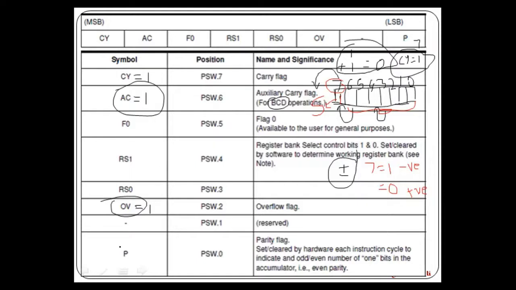The parity flag. The parity flag is basically set when you have an odd number of ones, and it is cleared, that means it is 0, when the number of ones is even. So you have to remember that it is 1 if you have an odd number of ones and it is 0 when you have an even number of ones. Now coming to two very important control bits of your PSW, that is RS0 and RS1. Now what are these? We'll see.